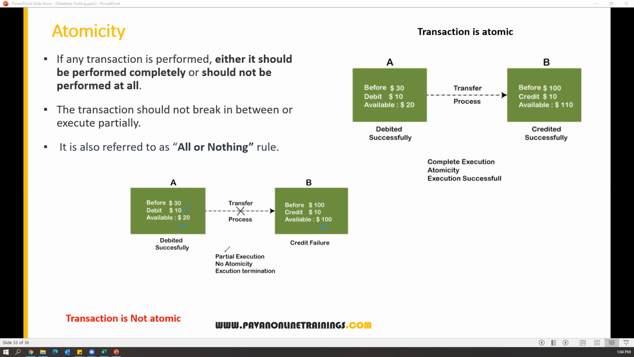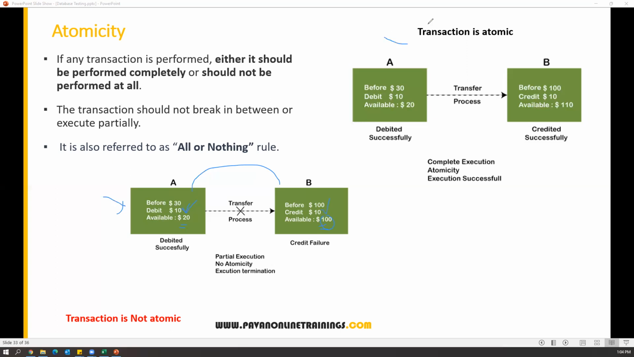So atomicity. Atomic means the transaction should be completed or it should not start at all, but partial transactions are not allowed. Here, what is exactly happening? $10 is debited from A and $10 is credited into B, but the available balance is showing incorrectly. That means somehow the transaction was not properly completed. So this is not an atomic transaction.